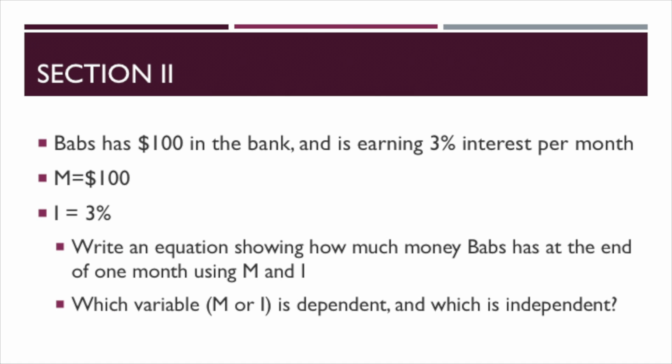Section 2. Babs has $100 in the bank and is earning 3% interest per month. So M equals $100, the amount of money she has, and I equals 3%. Write an equation showing how much money Babs has at the end of 1 month using M and I. Now, which variable, M or I, is dependent and which one is independent?